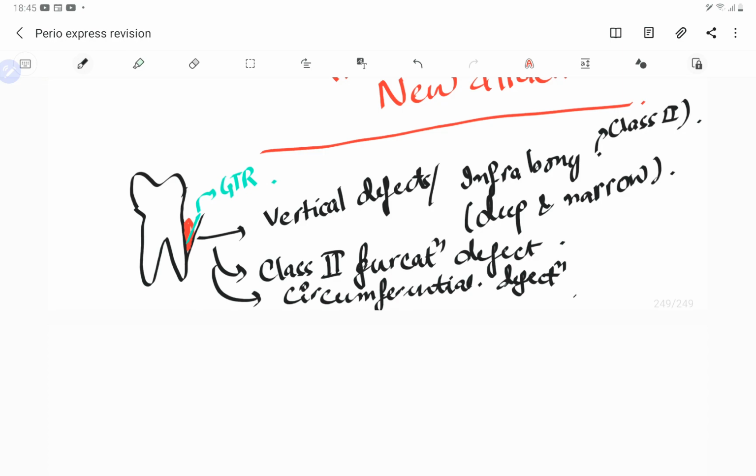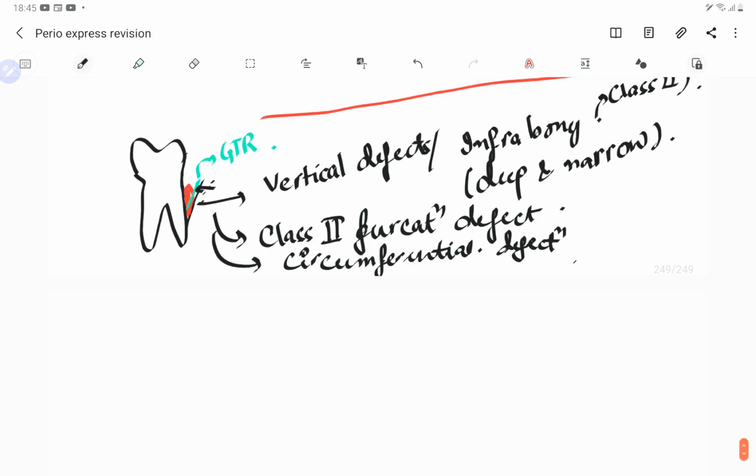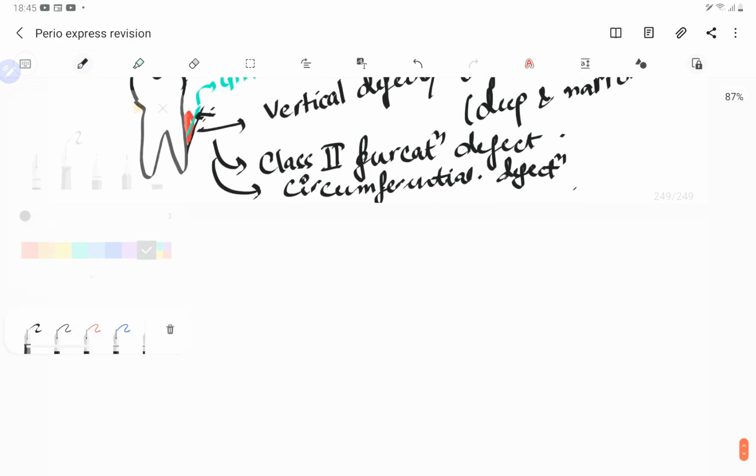So class 2 deep and narrow defect, we can place the GTR so that the PDL is regrowing nicely. And we are stopping the bone from regrowing here, we are stopping the epithelium, only the PDL can grow. So as I have told you, what are the materials, guys? What are the materials for GTR?